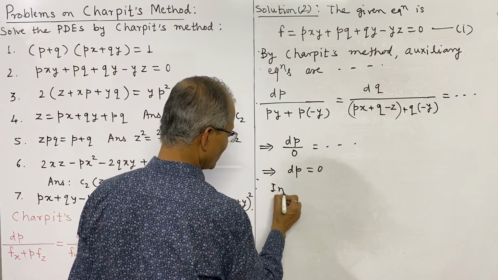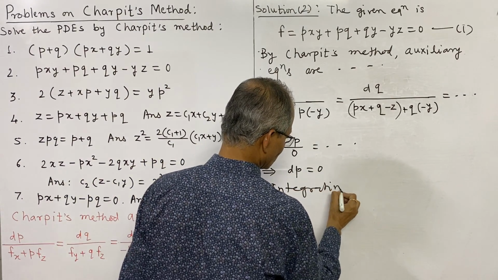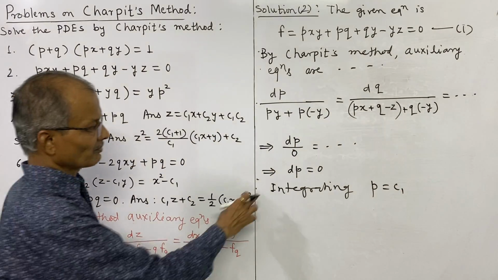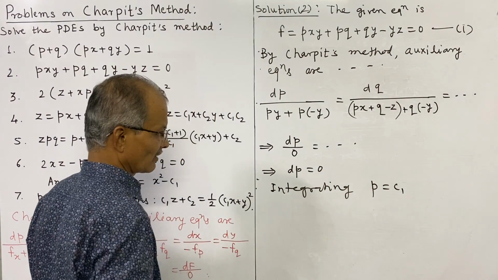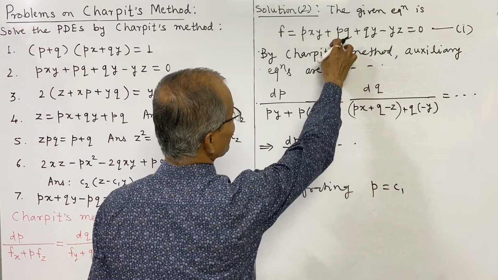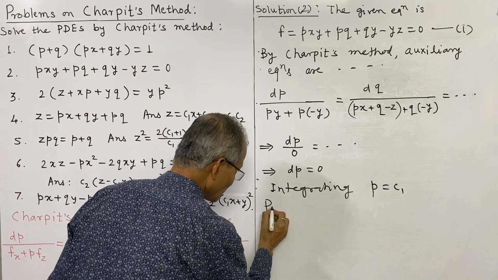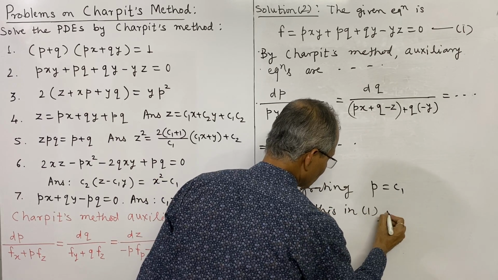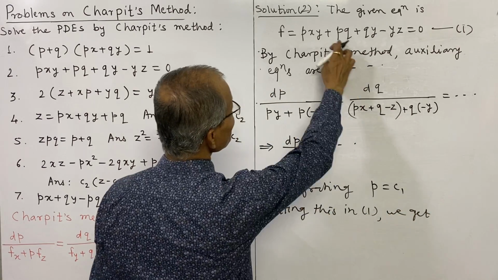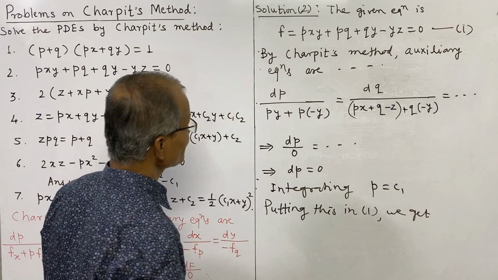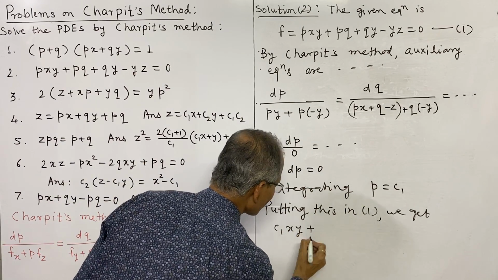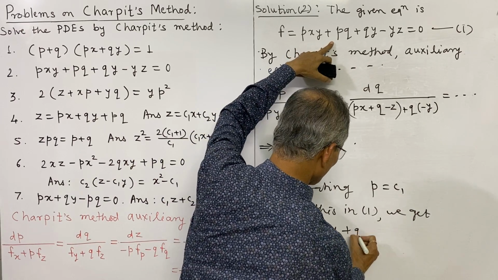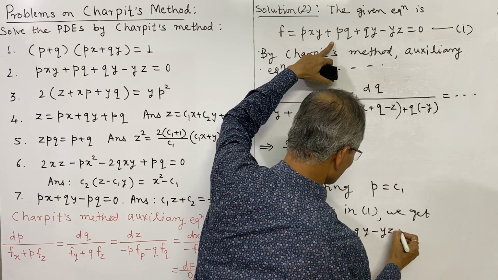On integrating, we get p is equal to a constant. Integration of dp is p, and the constant of integration is c1. So we put this value in equation 1. Using this, or putting this in 1, we get, now see the first equation, p is c1, x times c1 y, and next is q into y minus y into z is equal to 0.